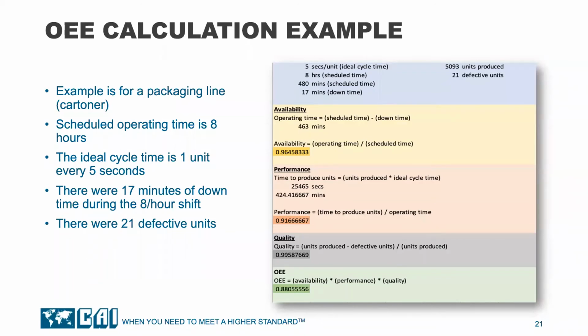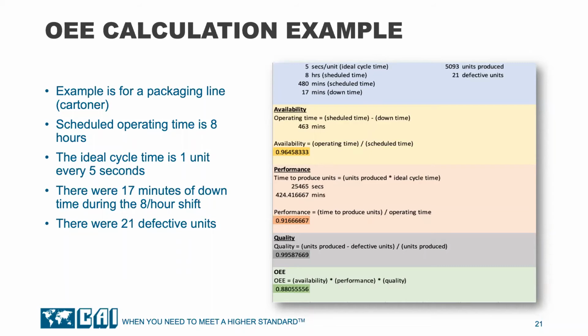In this next example, we're going to take a look at OEE, overall equipment effectiveness. This calculation is significantly more complex than cycle time. OEE is a measurement of measurements. It considers an availability measurement, a performance measurement, and a quality measurement.